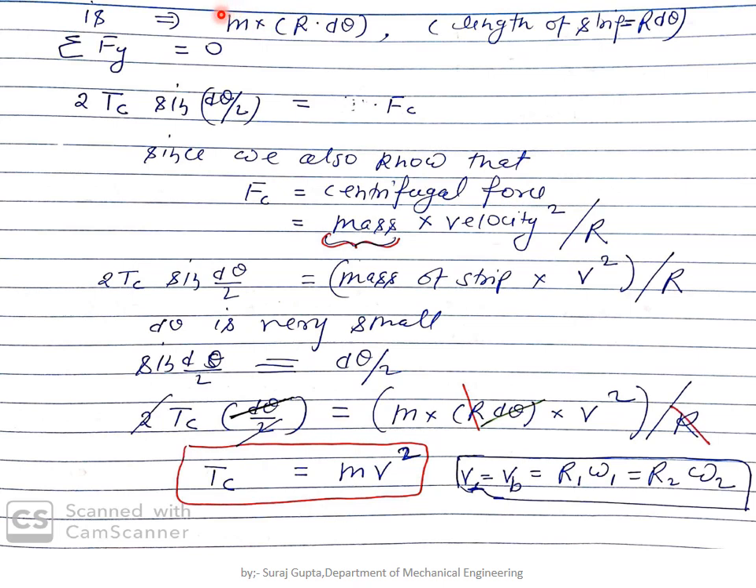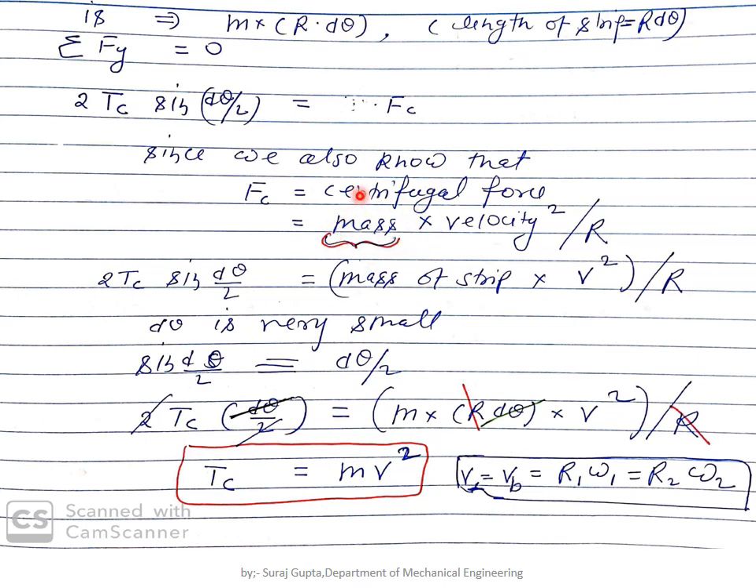You have to remember that this m is not mass, it is mass per unit length. Now we apply the equilibrium equation, summation of Fy equals 0. The total downward force equals the total upward force. So 2 Tc sin(dθ/2) equals Fc. We know that Fc, the centrifugal force, is mass multiplied by velocity squared divided by radius, that is mv² by r.